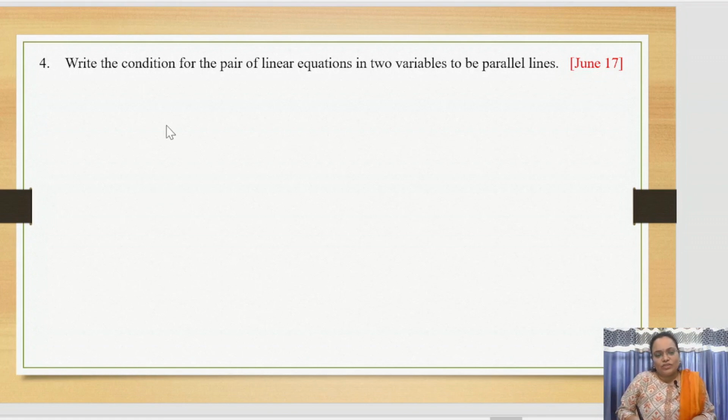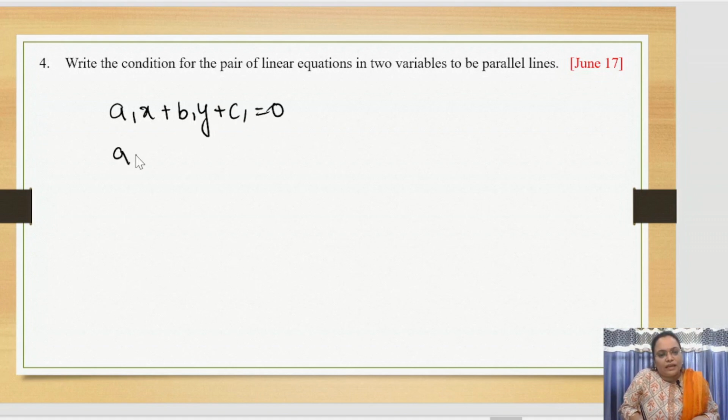So let us see the next question. Write the condition for the pair of linear equations in two variables to be parallel lines. First, let us write the general form of a pair of linear equations in two variables. That is a1x + b1y + c1 = 0 and a2x + b2y + c2 = 0. This is the general form.